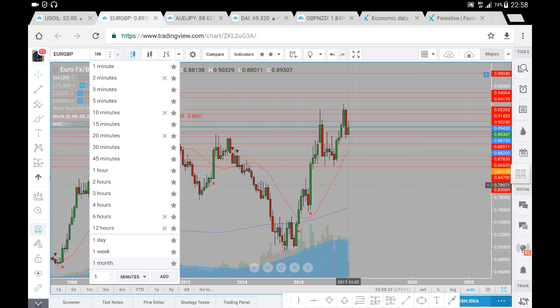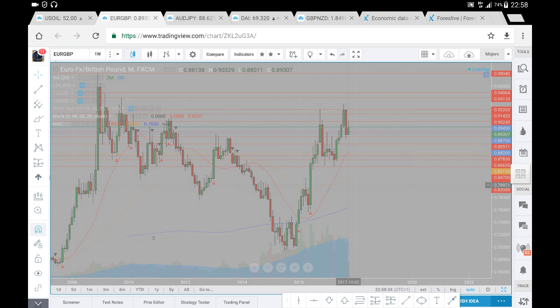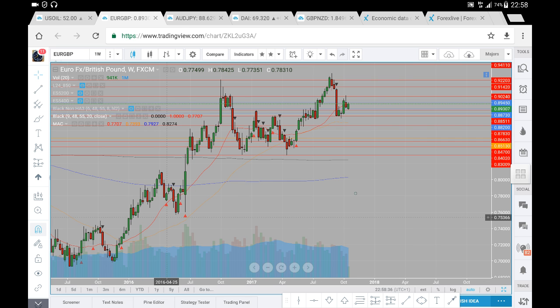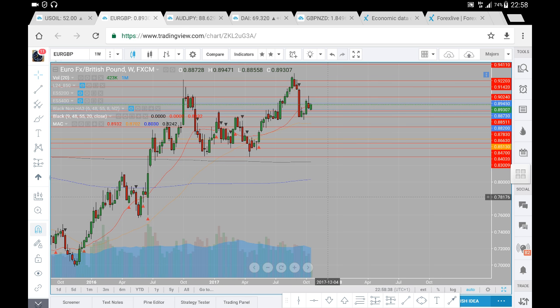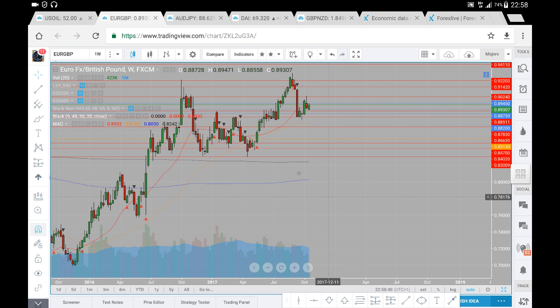So if I go down to the weekly time frame, we can see the exhaustion candle here on the 11th of September, and ever since, all the way into support. The support was at, let's just get this right, it was at 88.50, wasn't it? It was somewhere around the 88.50 mark. Yes, all the way down into support.